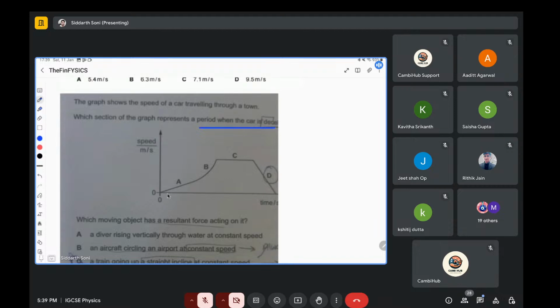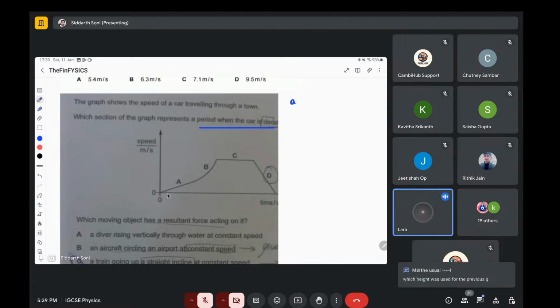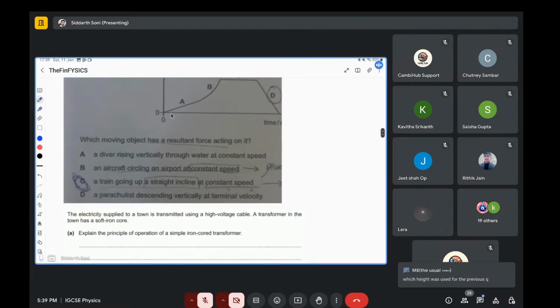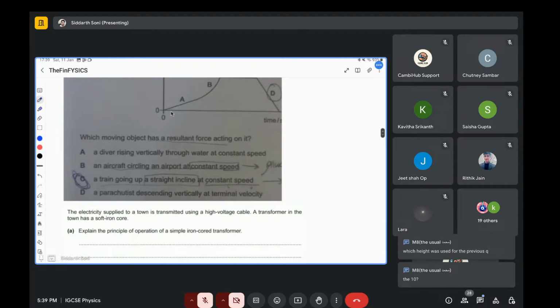Where the car is, I believe it is decelerating. Yes, sir. Okay, so it's a speed time graph. Remember, whenever they give you a speed time graph, excuse me. The question is the one under. Which moving object has... sorry, the next one. Okay, I'm so sorry, so sorry. The next one. Chalo, let's do this.